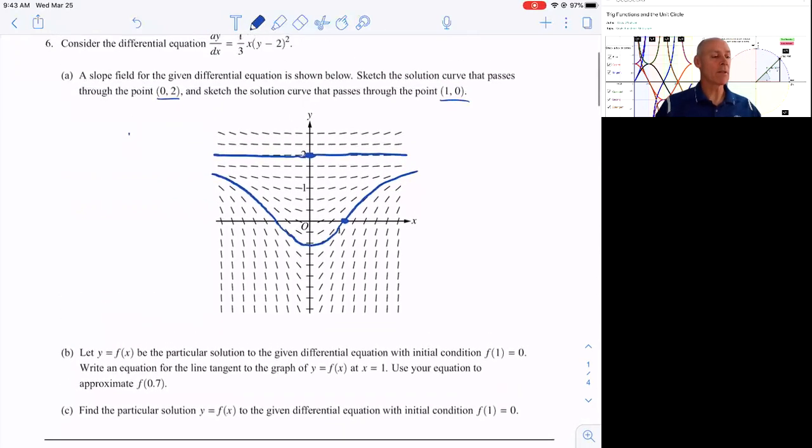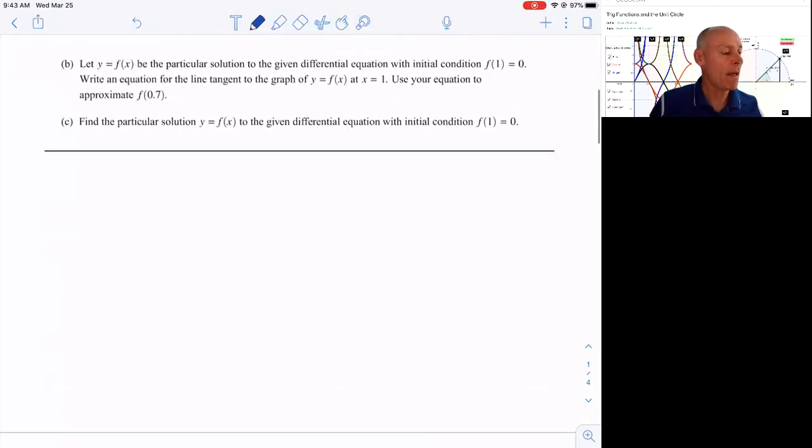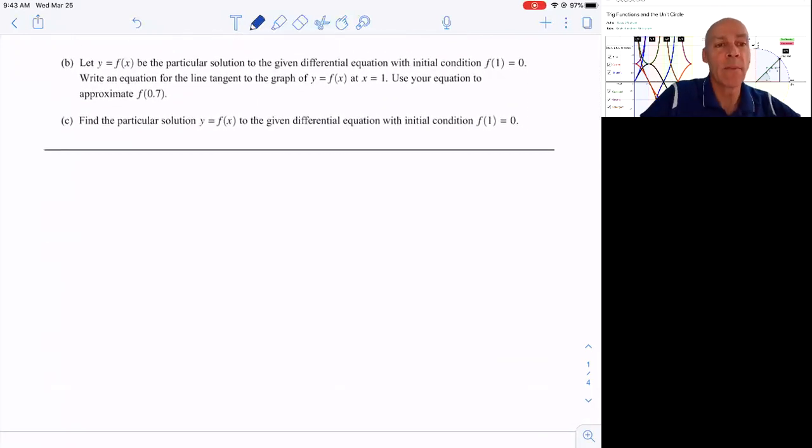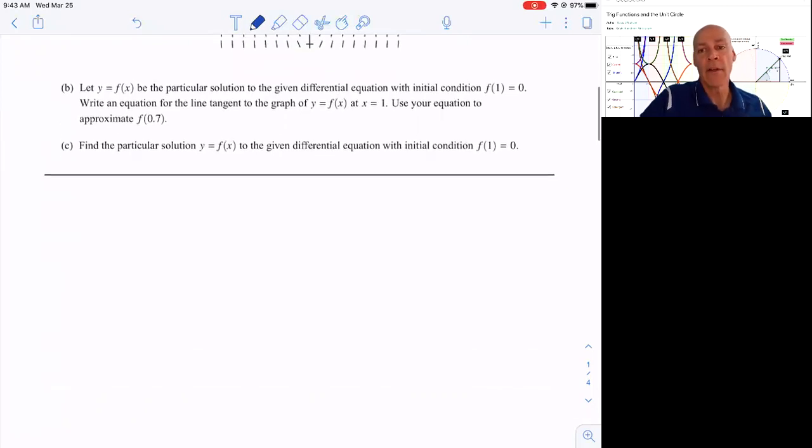Okay, so I have my two solution curves, one that goes through the point (0, 2), and one that goes through the point (1, 0). Not too bad. Hopefully part A was a confidence builder. Part B says let y equals f(x) be the particular solution to the given differential equation with initial condition f(1) equals 0. Write an equation for the line tangent to the graph of y equals f(x) at x equals 1. Use your equation to approximate f(0.7).